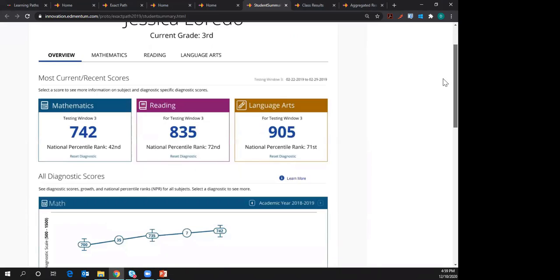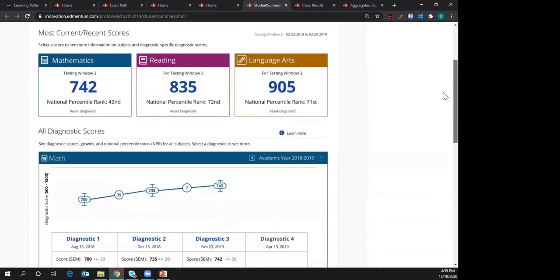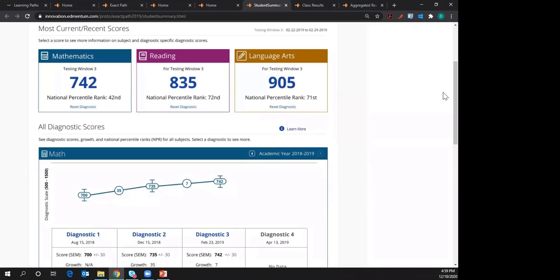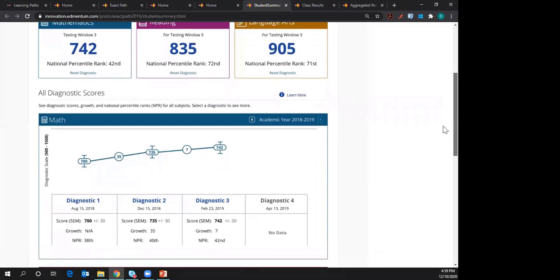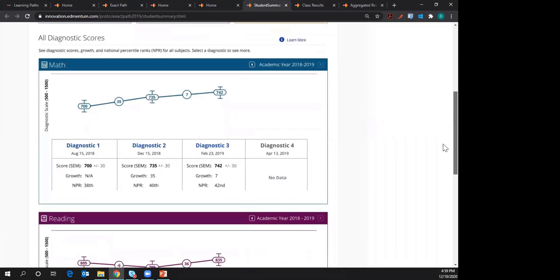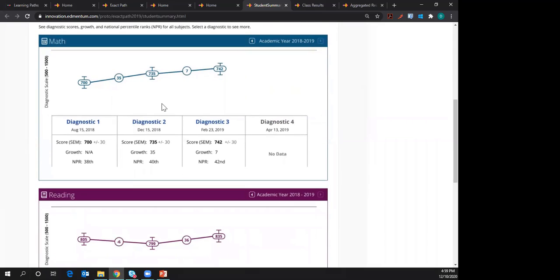So Jessica Labredo, all 3 assessment results on the same page. Hooray, that's really, really nice. I see the student's current scale score in math, reading, and language arts, and their current percentile ranks. As I scroll down, I see a few sets of data. Let's look at math and reading. What jumps out to me here is that we're able to answer this question: is Jessica growing in mathematics? Yes, absolutely.